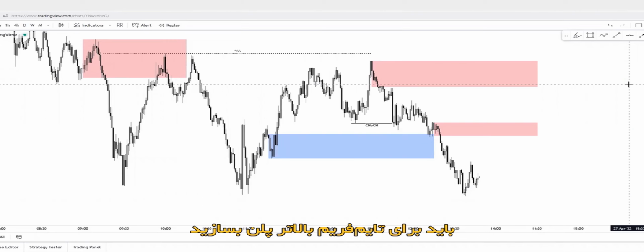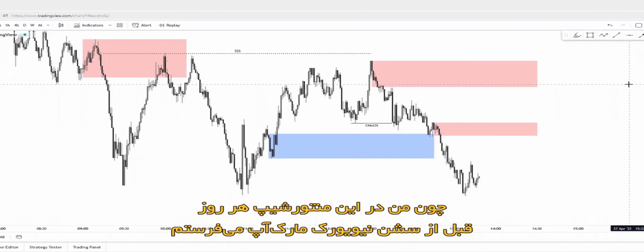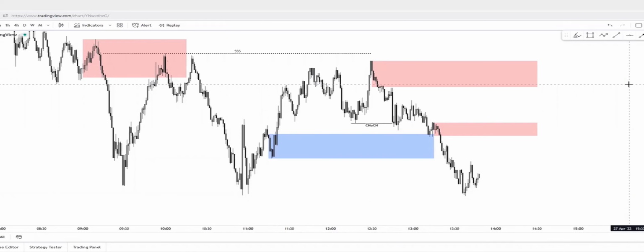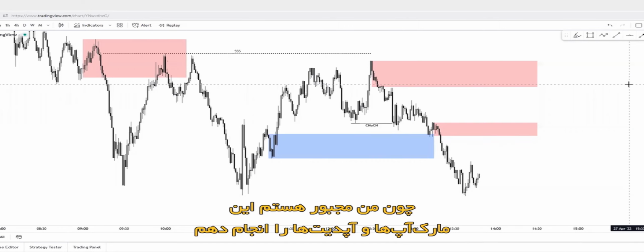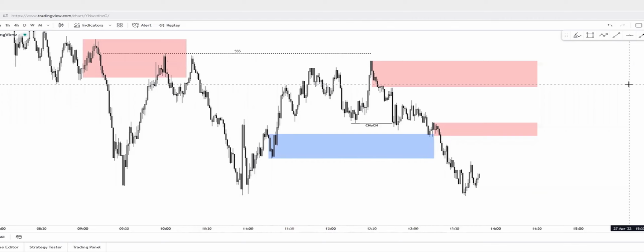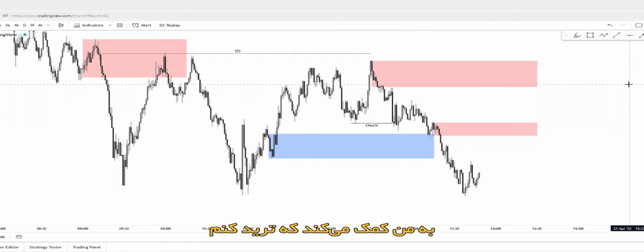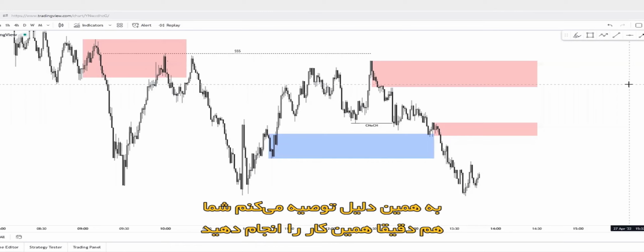You have to build a higher time frame plan because, you know, I'm doing this membership. I'm sending the markups for you every single New York session, right? I'm sending the updates. You think that these things aren't helping me, but these things are helping me so fucking much because I'm forced to create these markups. I'm forced to create these updates. And by knowing what price is actually doing by creating a deep down markup, it's helping me to actually trade. And it's helping me to follow my plan more disciplined.